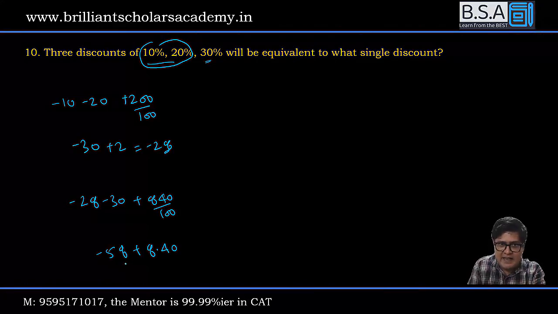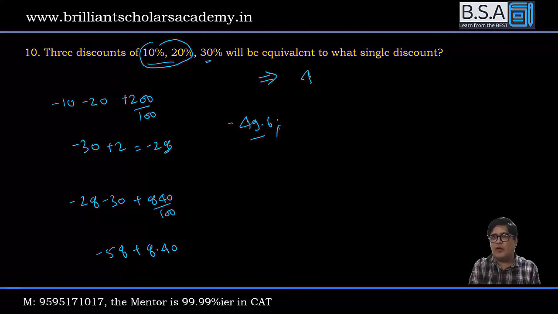58 का 8 is negative and this 8 is positive, gets cancelled. So basically 50 minus 0.4. So minus 49.6%. These three are combined equal to a discount of 49.6%. Confirm your answers.